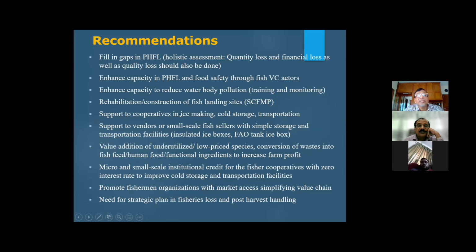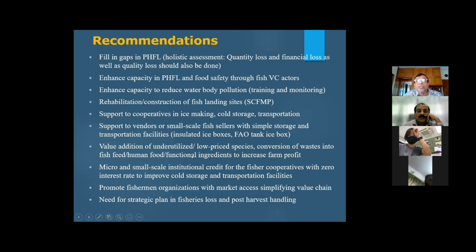Support to cooperatives in ice making, cold storage, transportation, also another important recommendation, and support to vendors or small-scale fish sellers with simple storage and transportation facilities like insulated ice boxes, tank ice boxes, other ice boxes, etc. Value addition of underutilized low-price species, conversion of waste into fish feed, human food, or functional ingredients, because we can easily produce chitin, chitosan, we can easily produce glue or collagen. These are very important functional ingredients, or medicinal products we can produce to increase farm profit.